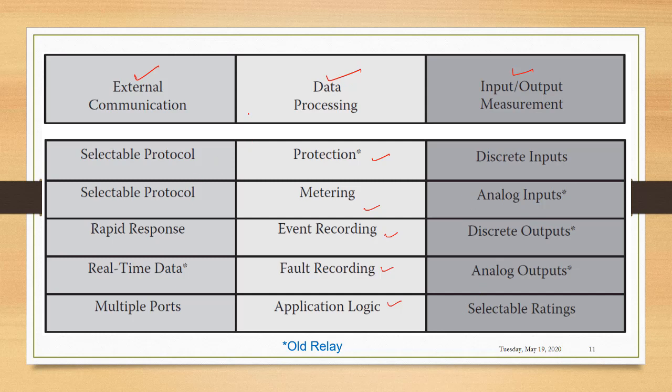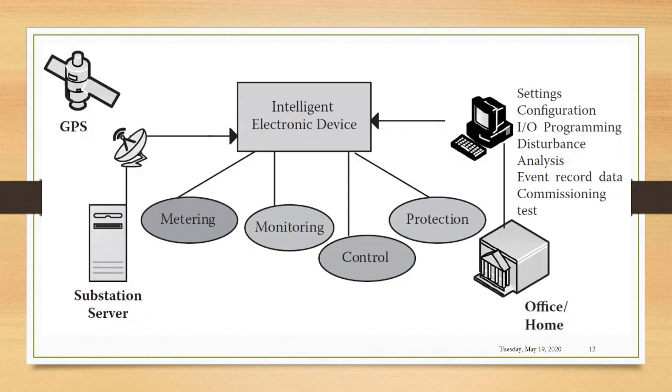So as for external communication, data processing, and IO measurement, you can see here that when the selectable protocol is the external communication, the data processing is for the protection, and at that time the IO measurement is discrete inputs. So in this way they are interrelated. The star marked applications are really in the old relays, where the analog input output is required, and it is related to protection obviously.